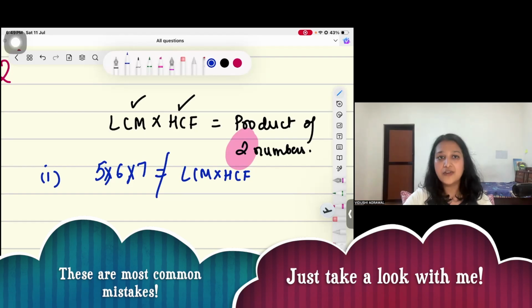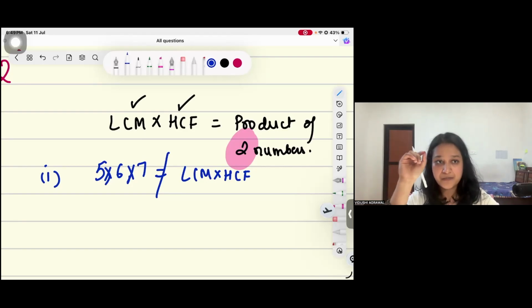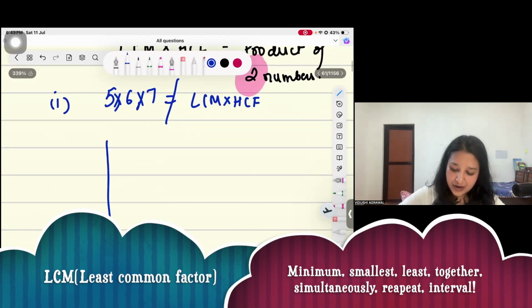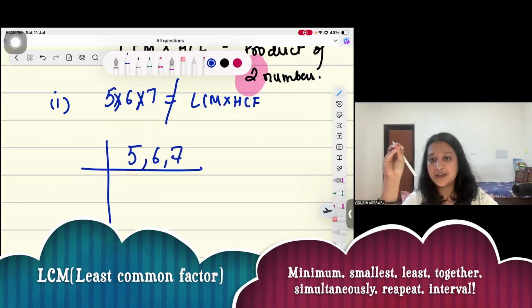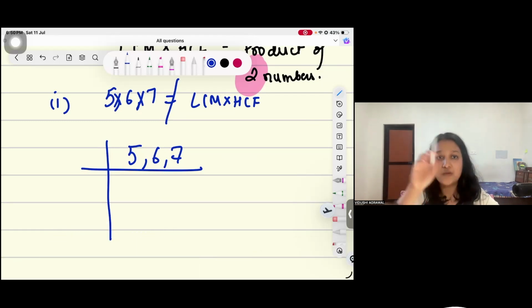The second mistake is how to figure out when to take LCM and when to take HCF. Write it down somewhere. If these keywords are being used, then we are using LCM, least common multiple. The keywords are minimum, smallest, least, together, simultaneously, repeat, interval. You can see minimum, smallest, least, together, simultaneously, repeat, interval. If these are the words used in the statement, you are going to use LCM.